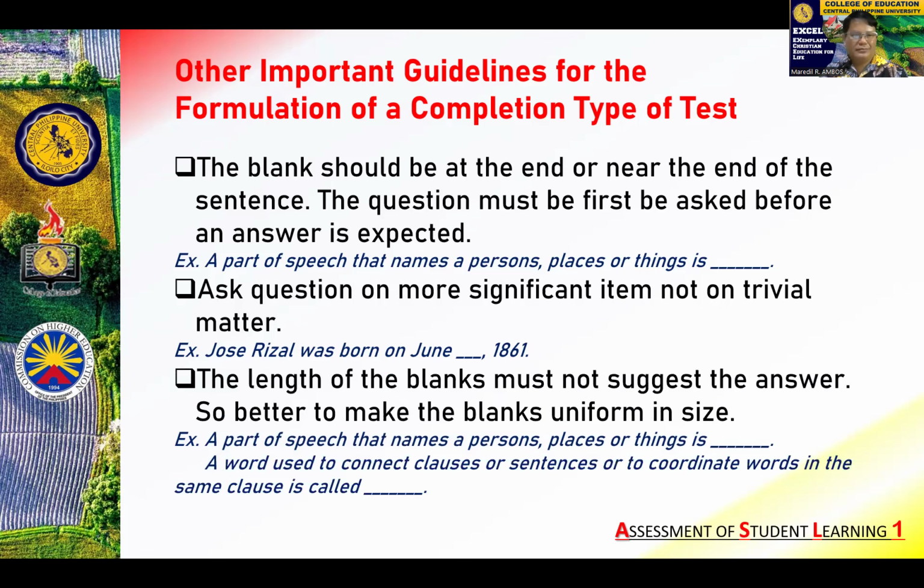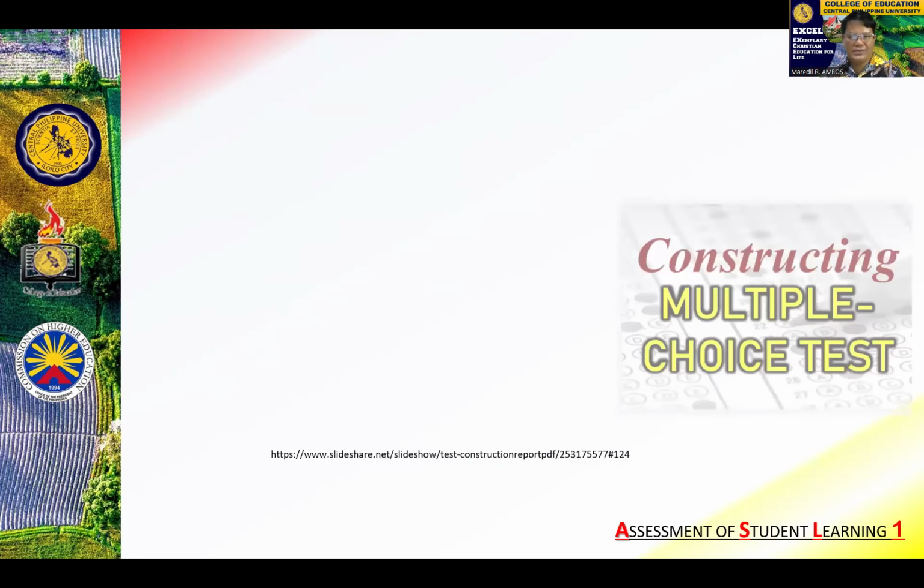day. Okay, so the length of the blank must not suggest the answer. So better to make the blanks uniform in size. So a part of speech that names a person, place, or thing is blank. Okay, a word used to connect clauses or sentences or to coordinate words in the same clause is called blank. So the blanks are of equal size, uniform size.